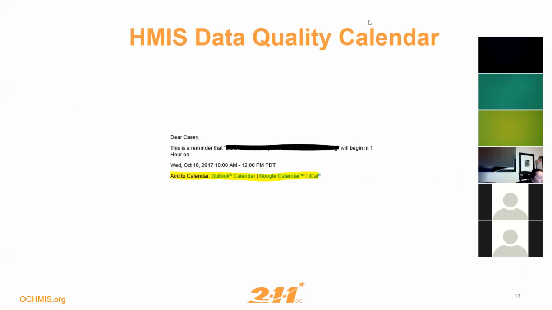So we're looking at a plugin for our website that will allow you to subscribe to a calendar where we will put reminders for when you should run, like, your Universal Data Elements report when that comes back. So if you're interested in that, please let us know. And if you have any feedback on what kind of reminders you would like to see, please also let us know. You can do that in the chat here or submit a ticket. Okay, next one.